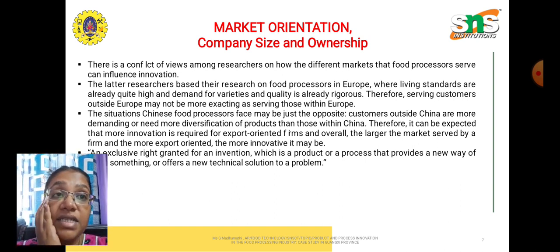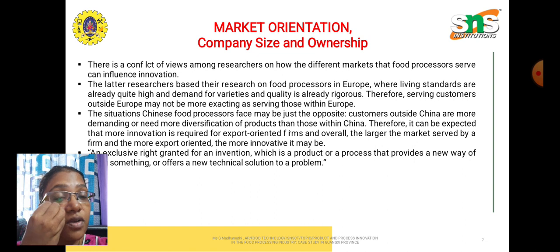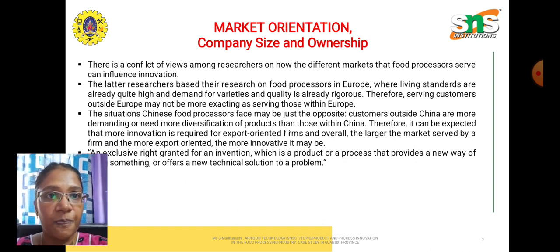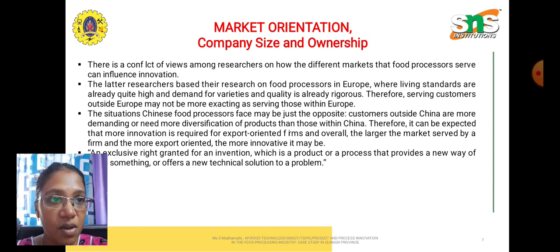keeping in mind company size and ownership, there is a conflict of views among researchers on how the different markets that food processors serve can influence innovation. The latter researchers based their research on food processors in Europe, where living standards are already quite high and demand for variety and quality is already rigorous. So the situation Chinese processors face may be just the opposite. And a patent is an exclusive right granted for an invention, which is a product or a process that provides a new way of doing something or offers a new technical solution to a problem.